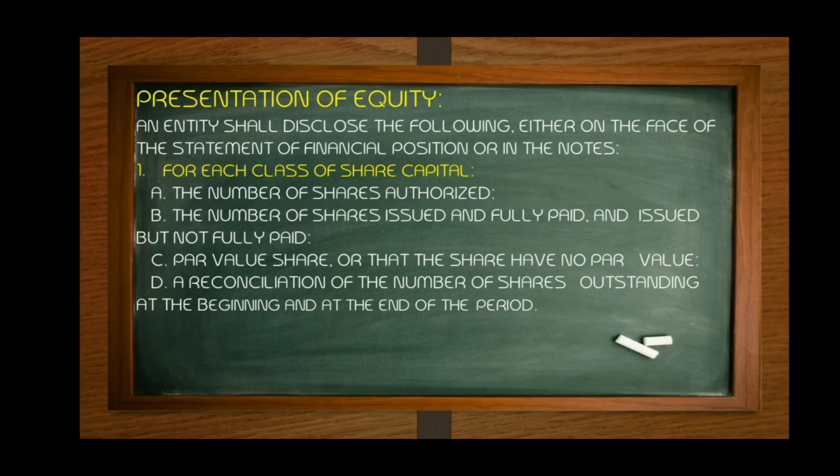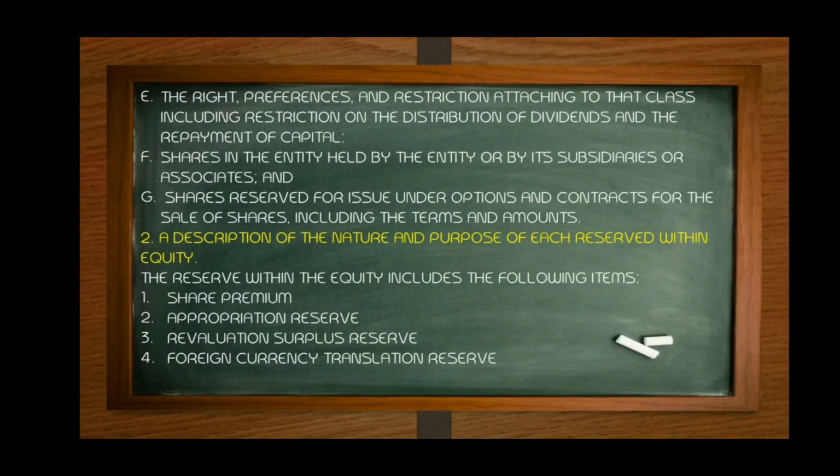C. Par value per share or that the share have no par value. D. A reconciliation of the number of shares outstanding at the beginning and at the end of the period. E. The rights, preferences and restrictions attaching to that class, including restriction on the distribution of dividends and the repayment of capital. F. Shares in the entity held by the entity or by its subsidiaries or associates, and shares reserved for issue under options and contracts for the sale of shares, including the terms and amount.